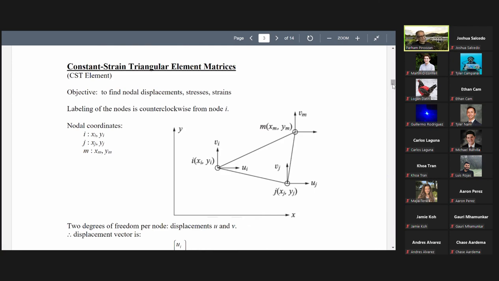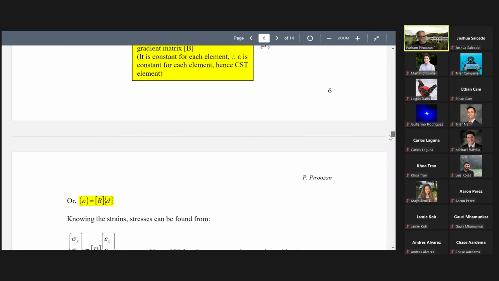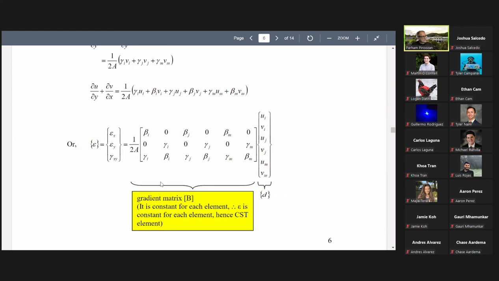We have to go, and each one of these terms in the B matrix is a function of X and Y. So we have to numerically integrate, which is a little bit time consuming for those problems.